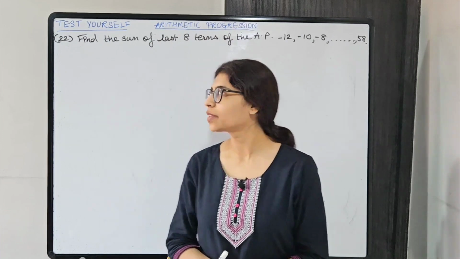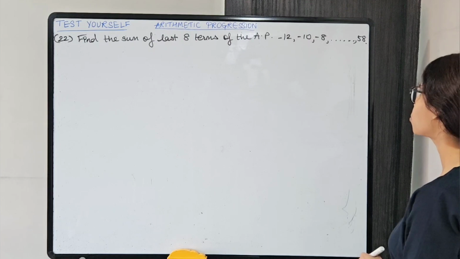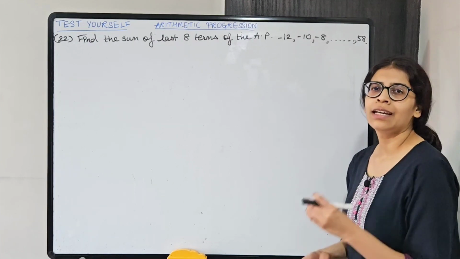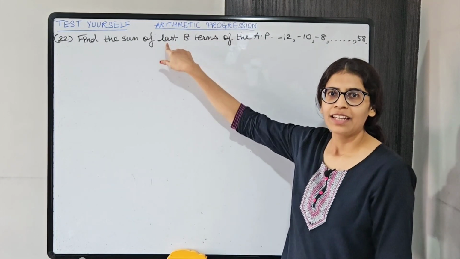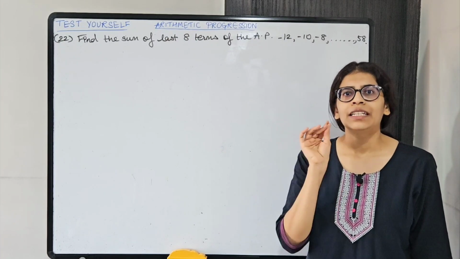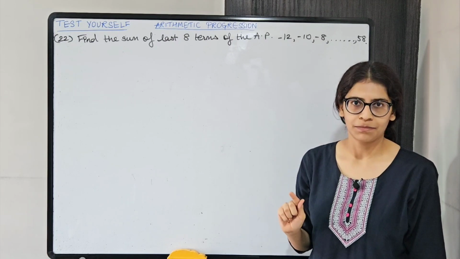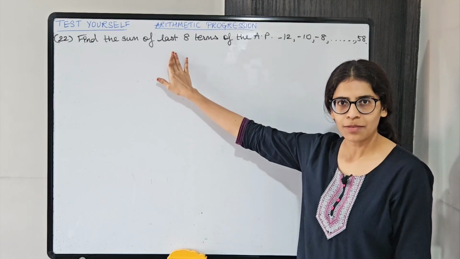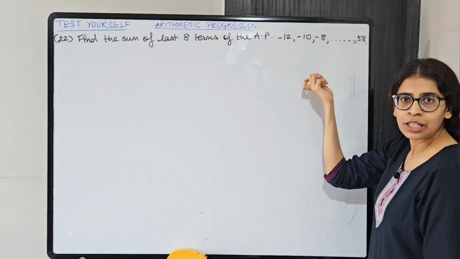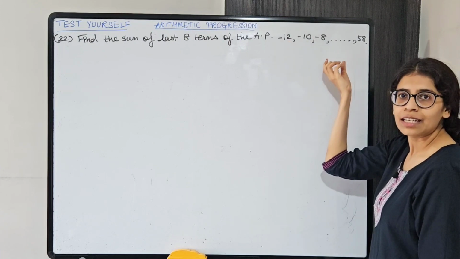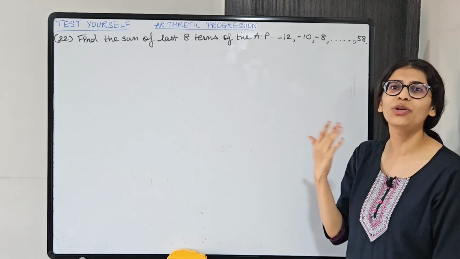Question number 22. Find the sum of last 8 terms of the AP minus 12, minus 10, minus 8 and so on up to 58. Read the question carefully, students. You have to find the sum of last 8 terms. We know Sn का formula, but that is applicable for sum of n terms from the beginning, not last. So we can find out sum of first 8 terms. Beginning से अगर हम लोग ऐड कर रहे हैं, then Sn का formula applicable है, but last के लिए नहीं. So what we'll do?